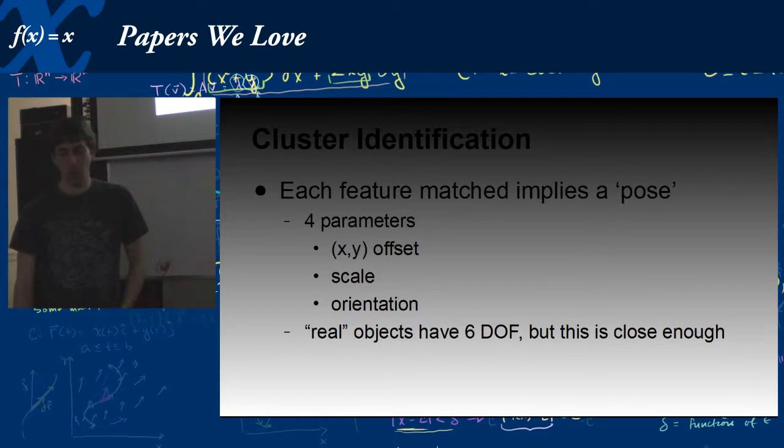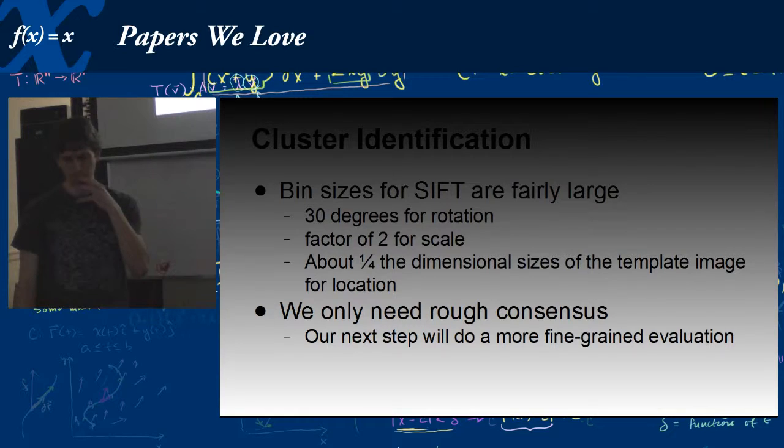So that was an example in 2 dimensions. In our case, like I said, our pose is going to be formed out of 4 parameters: the position, the scale, and the orientation, the rotation. A real object actually has 6 degrees of freedom, but usually 4 is enough for the purpose of image matching. So basically we're going to build a 4-dimensional voting grid, and then each of the transformed points that we matched will vote for the transform that it thinks the object has undergone.